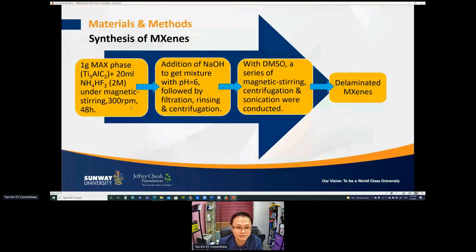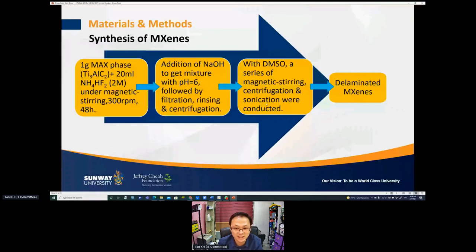Okay. After a certain period, the final solution is added with NaOH because we adjust the pH. After that will be followed by a series of filtration, rinsing, and centrifugations. At the end of this stage, basically we get the MXene. Once we extract the supernatants after the process of centrifugation, we get the supernatant and then we dry it. So the powder is what we get, we call it the MXene.